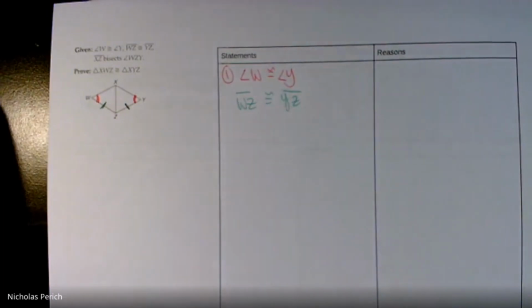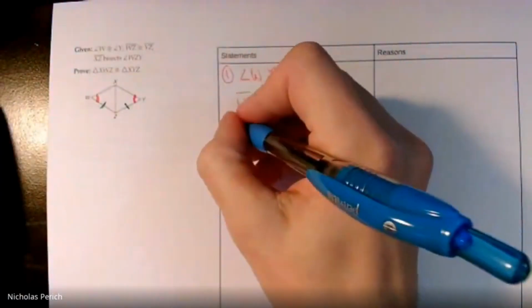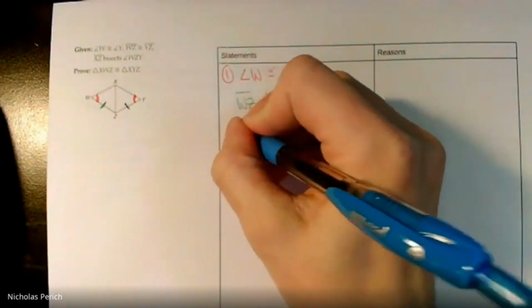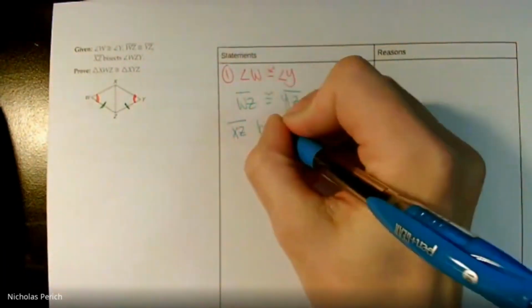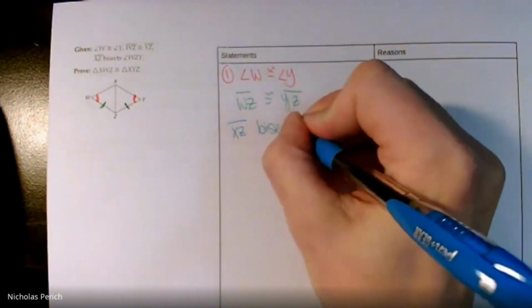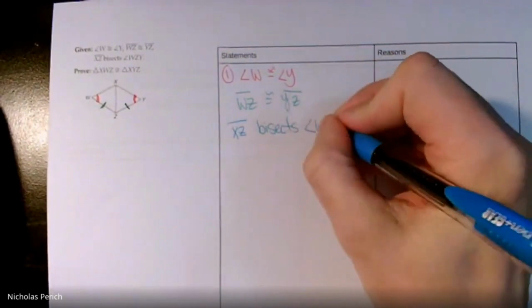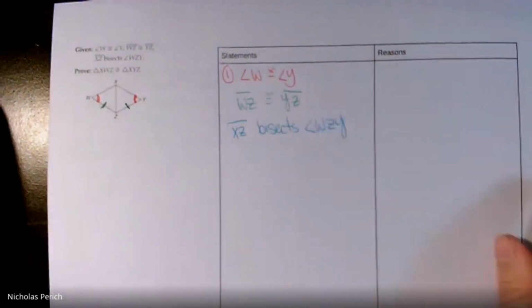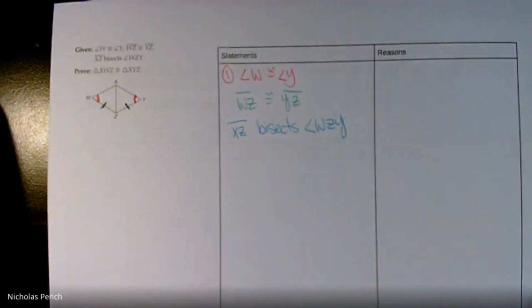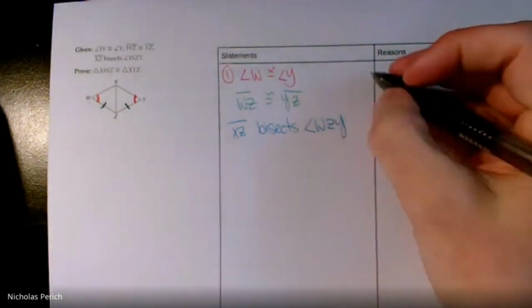Okay, so we have to rely on the fact that XZ bisects angle WZY. All right, so all of this is my given.